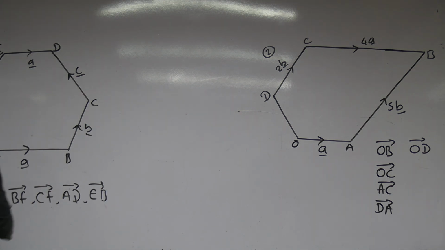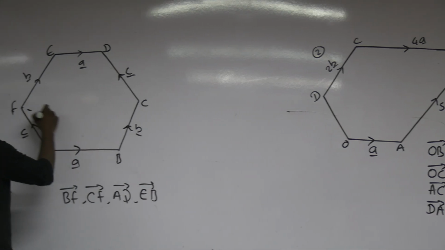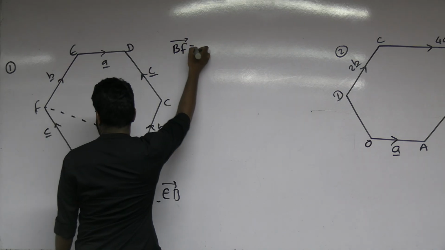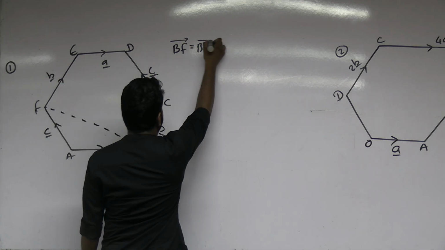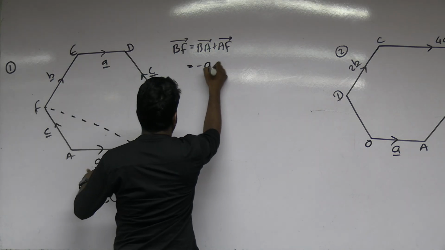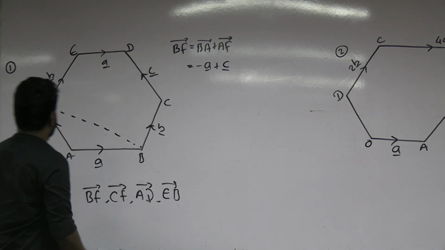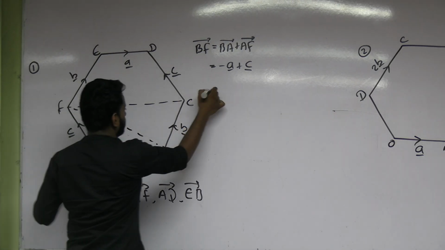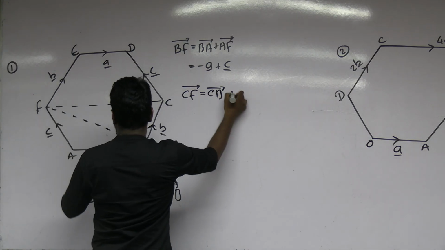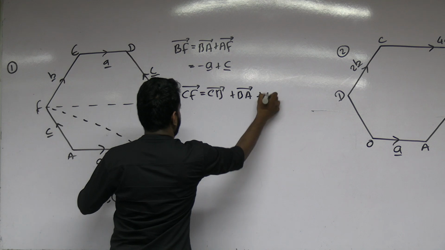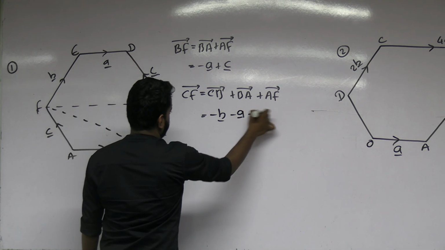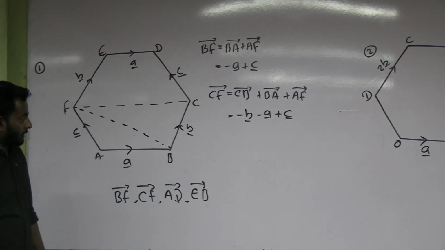So if we start from BF here, the vector BF is equal to BA plus AF. So BA is minus A plus C. And the vector CF can be written as CF equals CB plus BA and AF. So CB is minus B, minus B minus A plus C.